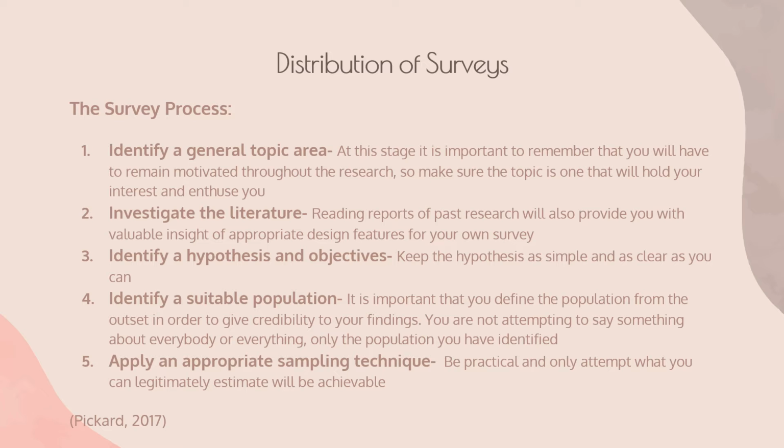Step 4, identify a suitable population. It's important that you define the population from the outset in order to give credibility to your findings. You're not attempting to say something about everybody or everything, only the population you have identified. The fifth step is applying an appropriate sampling technique. Always make sure to be practical and only attempt what you can legitimately estimate will be achievable for your data.